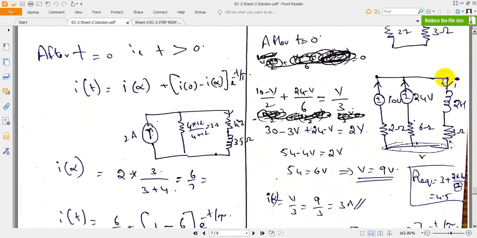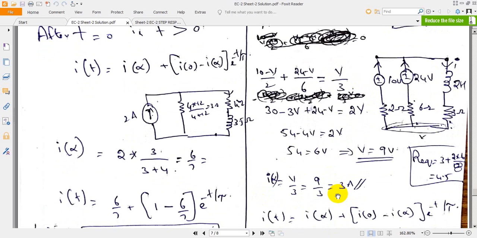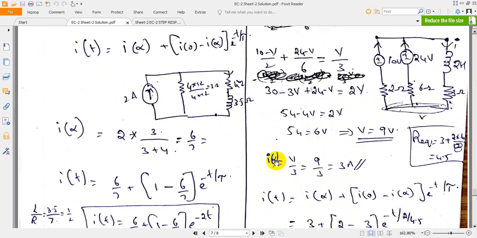But this is just the voltage, and what we want is the current through the inductor. The current through the inductor I of t is V by 3. Hence I will write V by 3 is equal to 9 by 3, which is equal to 3 amperes. This is the current after the switching operation. So I of t is equal to I infinity plus I naught minus I infinity e power minus t by tau.